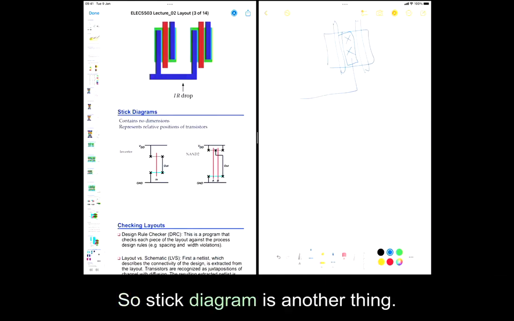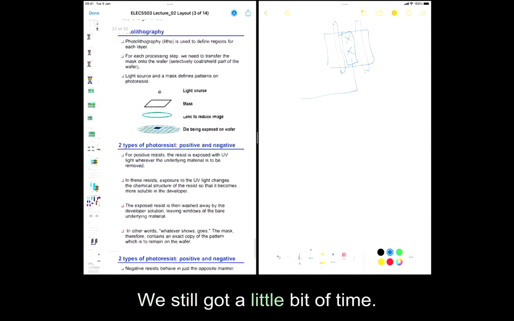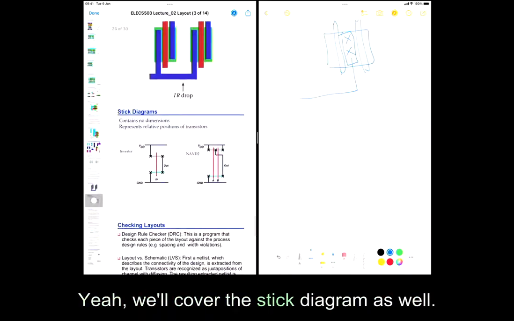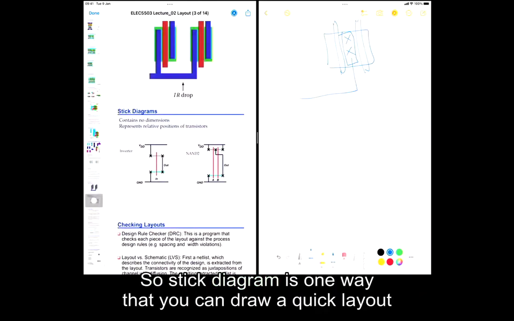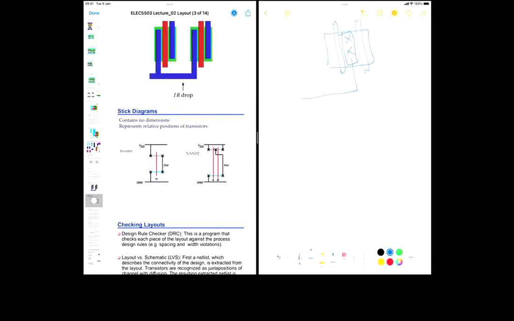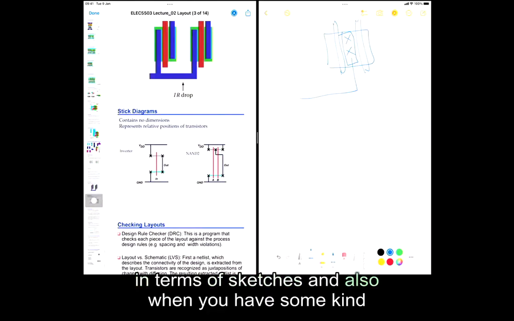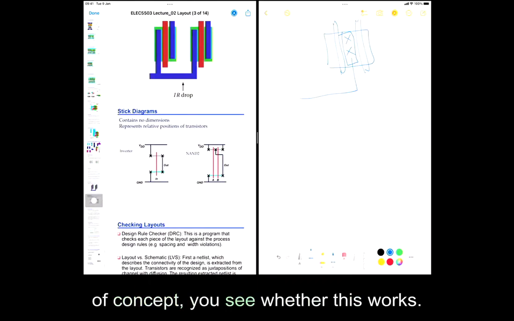Yeah. So stick diagram is another thing. We still got a little bit of time, so we'll cover the stick diagram as well. A stick diagram is one way that you can draw a quick layout in terms of sketches, and also when you have some kind of concept, you see whether this works.